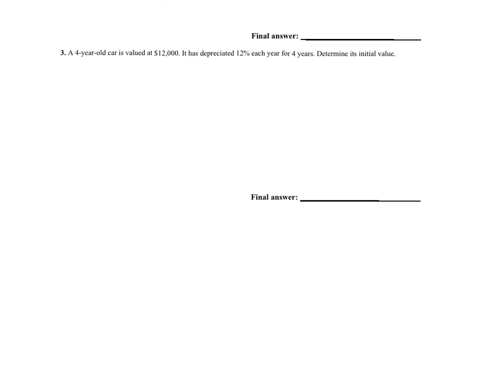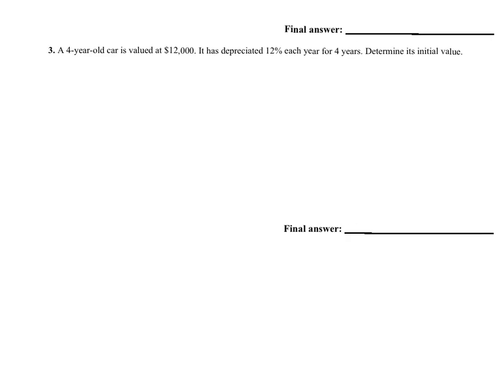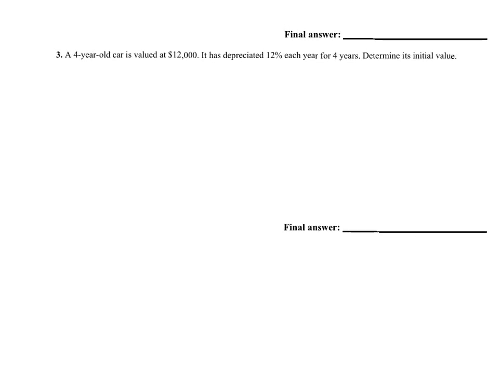All right, on to our final example, number 3. A 4-year-old car is valued at $12,000. It is depreciated 12% for each year for 4 years. Determine its initial value. That $12,000 is an amount that is after the 4 years has passed, so it's our final amount. So let's set up the equation.